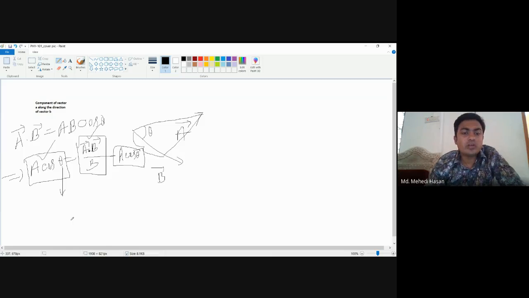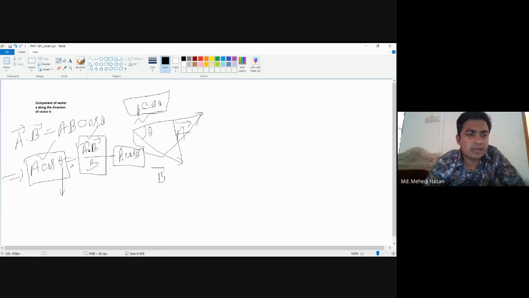Then what will be the component of vector B along the direction of vector A? In this case, if we draw a perpendicular line from vector B to vector A, then this will be B cos theta. So B cos theta, or A dot B divided by A, is called the component of vector B along the direction of vector A. In Bengali, it's called lombo bikshep.